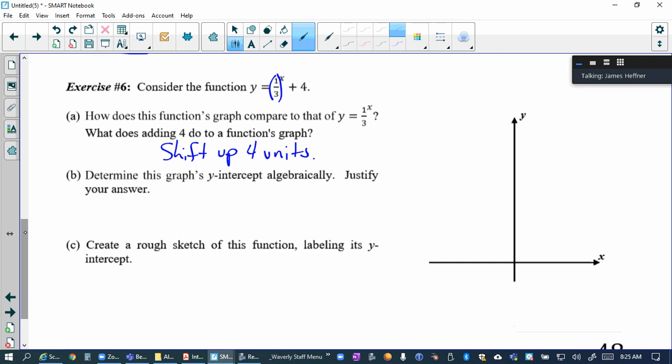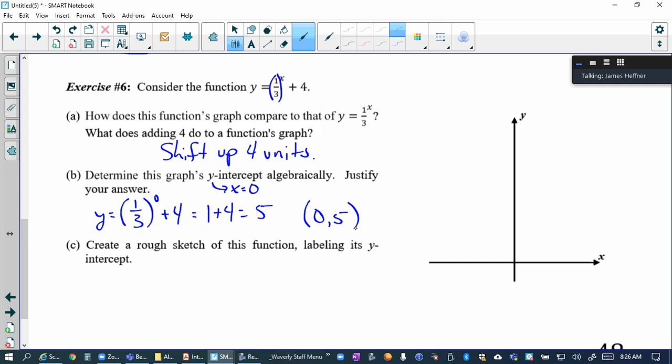Determine the y-intercept, right? Again, the y-intercept is found where x equals what? X equals 0. So let's do that. So y equals 1/3 to the 0 plus 4. What's 1/3 to the 0? 1. 1 plus 4, which equals 5, right? So our y-intercept is at 0, 5. Everybody agree with that? And they want a rough sketch of this.